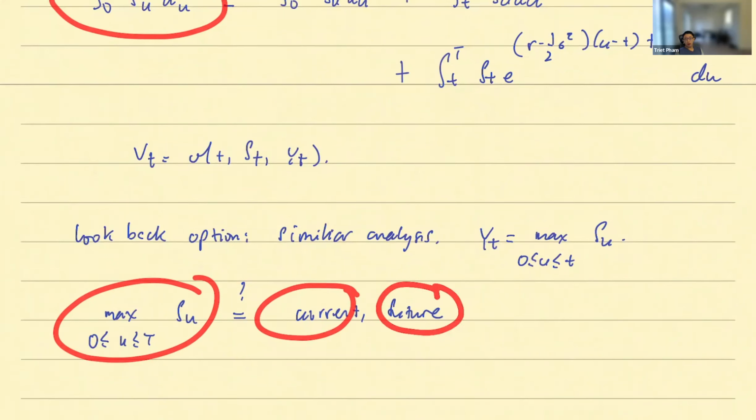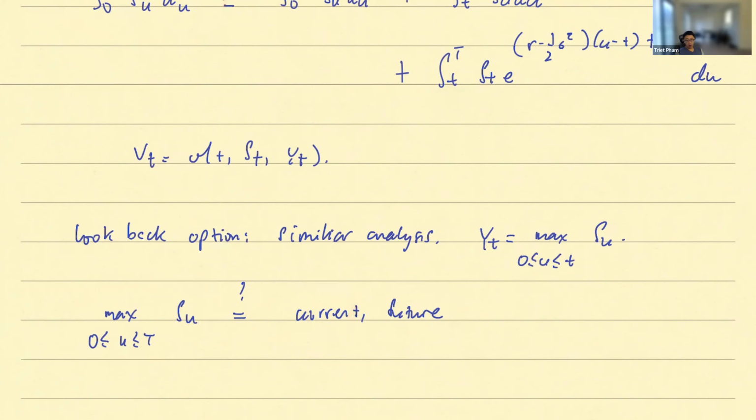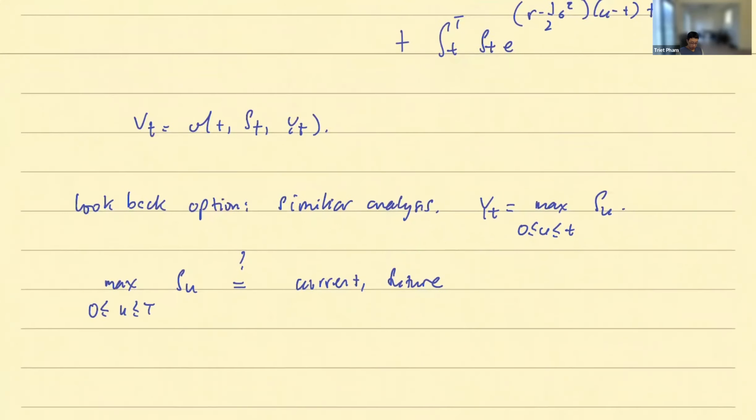Yes, that's correct. That's exactly it. So the combination is a max of the YT and the future max. That's correct. And this part can be generated from ST. That's exactly it.